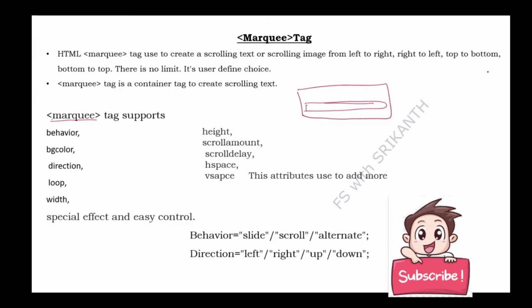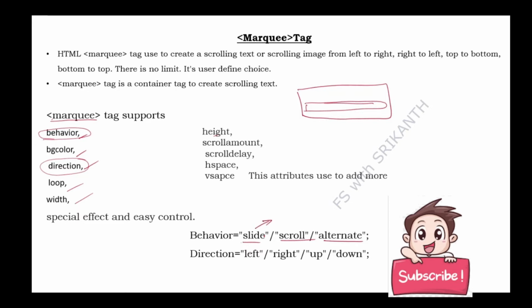And the marquee tag supports a number of attributes: behavior, bgcolor, direction, loop, width, height, and scroll delay. These are all important attributes. The most important one is the behavior of the marquee. So what is behavior and what is direction? This behavior attribute provides three values. This property has three values.